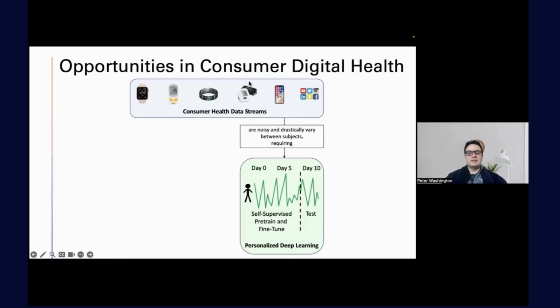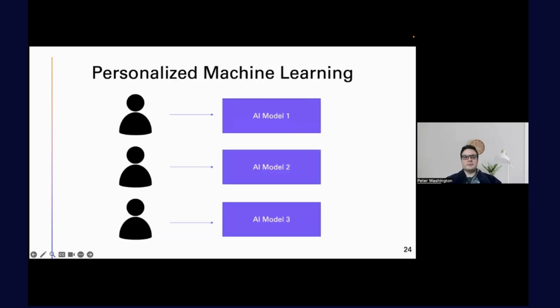And this doesn't necessarily work for diagnostics, but for areas like therapies or interventions where we want to detect something that happens again and again for a person, then this type of paradigm might make a lot of sense. So here's the idea, pretty simple, different AI model per person.